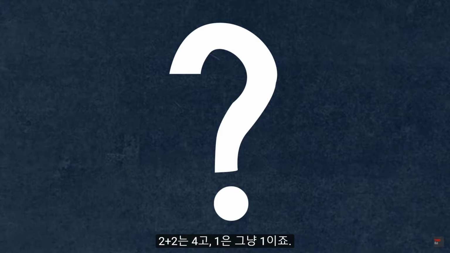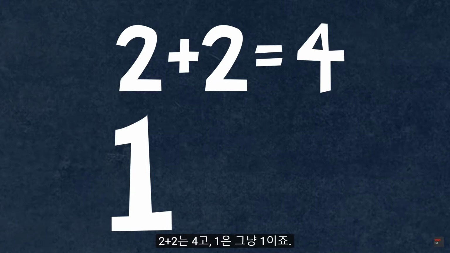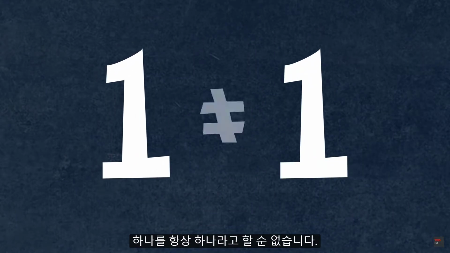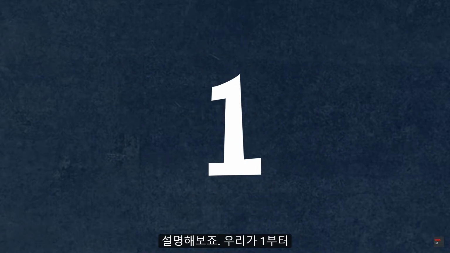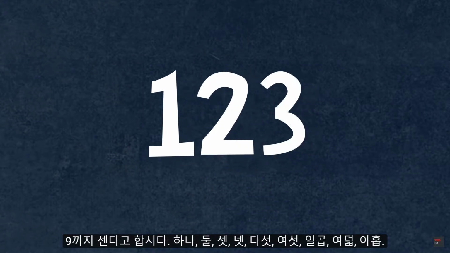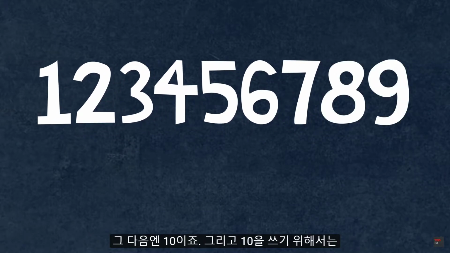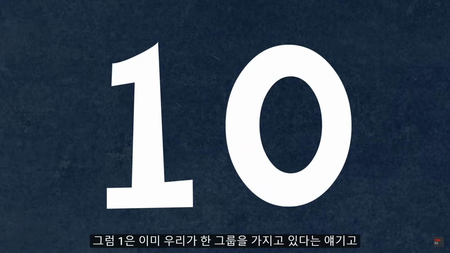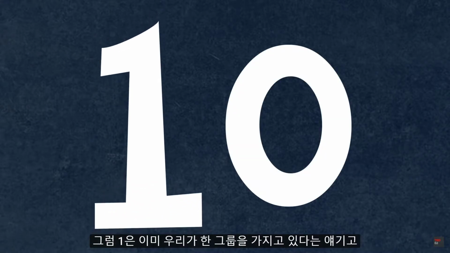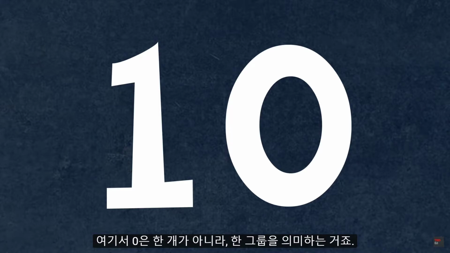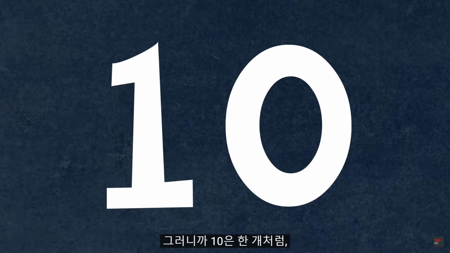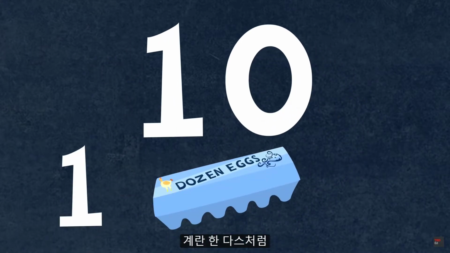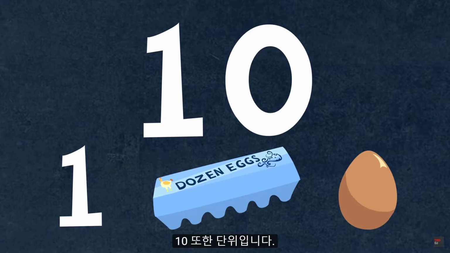In math, everything is certain. 2 plus 2 equals 4, and 1 is just 1. But that's not really right. 1 isn't always 1. Here's why. We start counting at 1, and we count up to 9. 1, 2, 3, 4, 5, 6, 7, 8, 9, and then we get to 10, and in order to write 10, we write a 1 and a 0. That 1 means that we have one group, and the 0 helps us remember that it means one group, not one thing. But 10, just like 1, just like a dozen eggs, just like an egg, 10 is a unit.